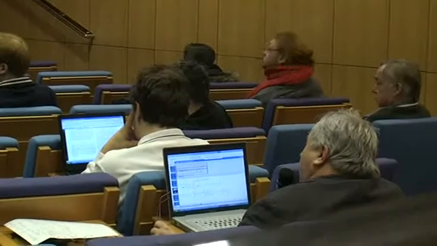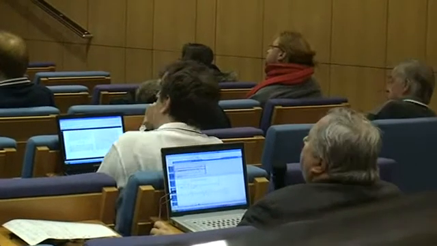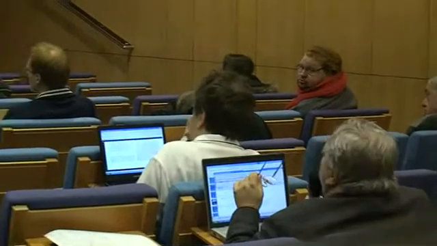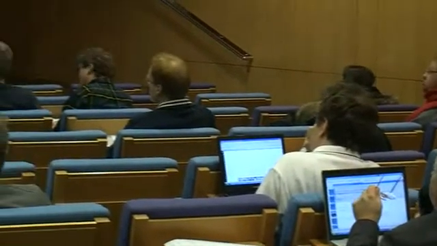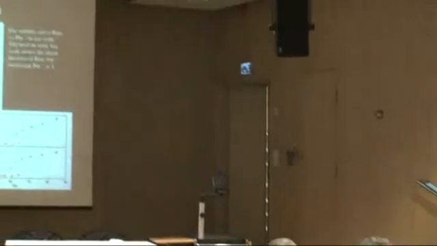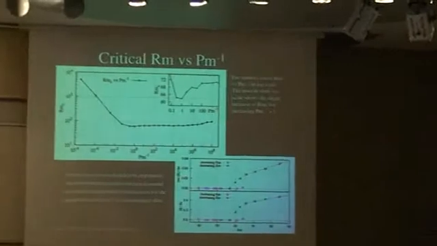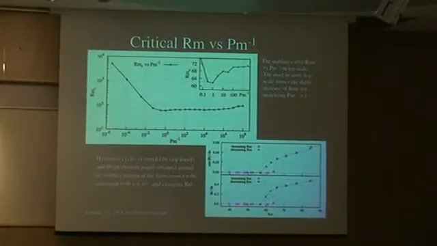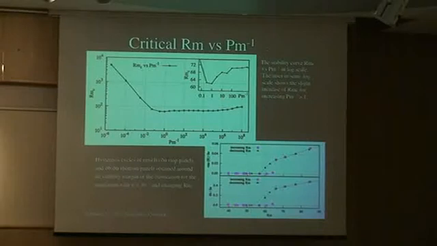Could you please show again the dependence of the critical magnetic Reynolds number on the inverse Prandtl number? Yes, please. And what's the result? So, for large Prandtl number, the critical magnetic Reynolds number increases. Is it true? For large Prandtl number, the critical magnetic Reynolds number increases. And as I know, in direct numerical simulation and in the Kazantsev equation, the results are just the opposite. It's a little bit strange.